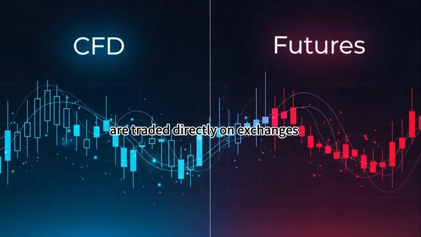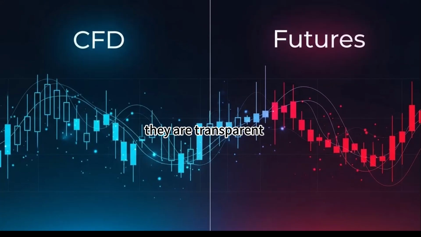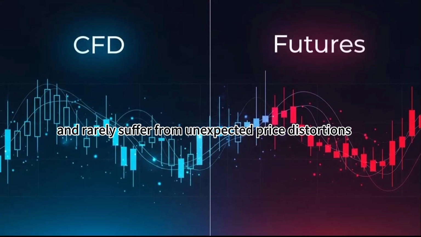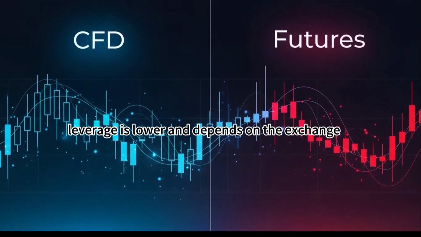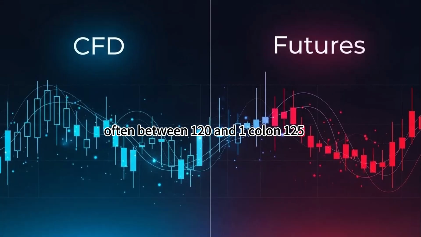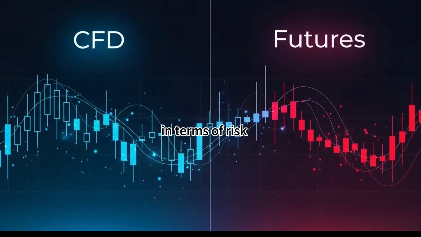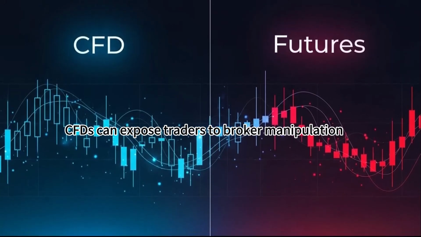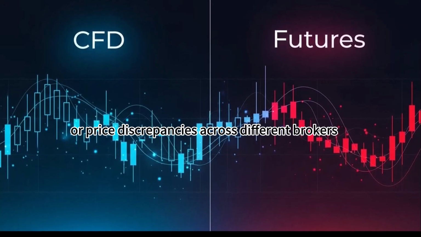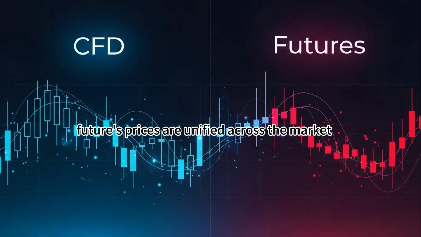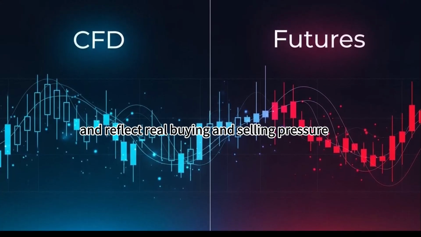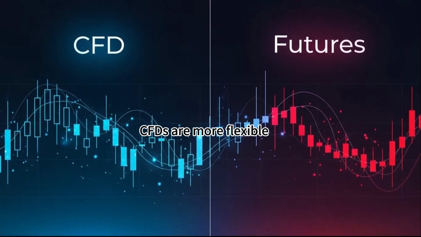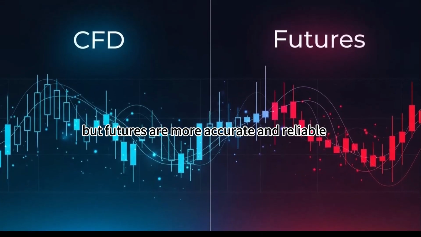Futures, on the other hand, are traded directly on exchanges. They are transparent, liquid, consistent, and rarely suffer from unexpected price distortions. Leverage is lower and depends on the exchange, often between 1:20 and 1:125. In terms of risk, CFDs can expose traders to broker manipulation, such as stop hunts or price discrepancies across different brokers. Futures prices are unified across the market and reflect real buying and selling pressure. So the bottom line is, CFDs are more flexible but futures are more accurate and reliable.